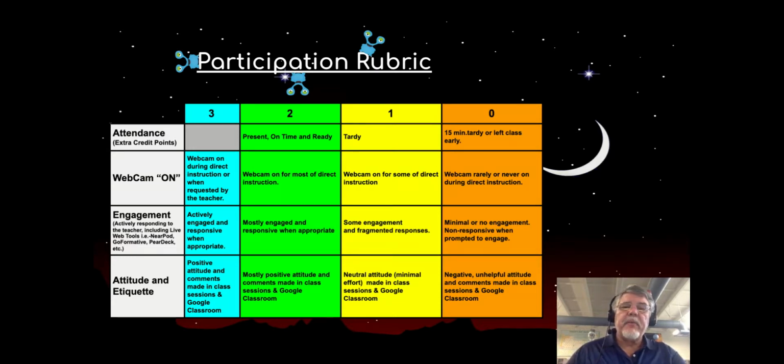And you can see that every one of these categories is worth 3 points, except for the top one, attendance. That one's only worth 2. So if you score the highest in every one of these categories, you can earn a possible 3, 6, 9, 10, 11 points. So you're basically going to be earning up to 11 points a day for participation. And obviously, if you show up late, you lose a point. If you show up tardy 15 minutes or more, or you leave class early, then you get 0 for attendance.